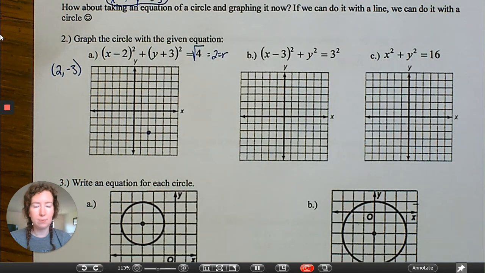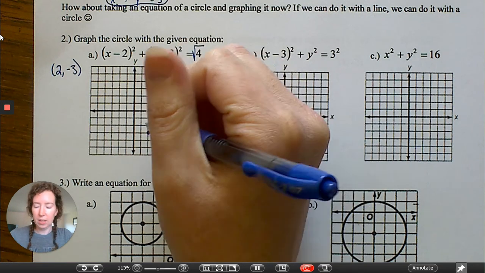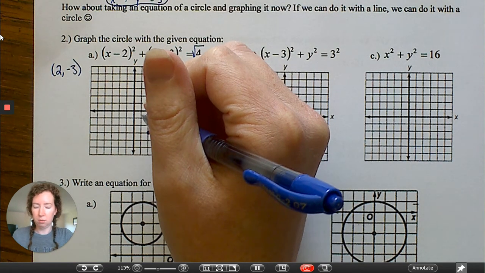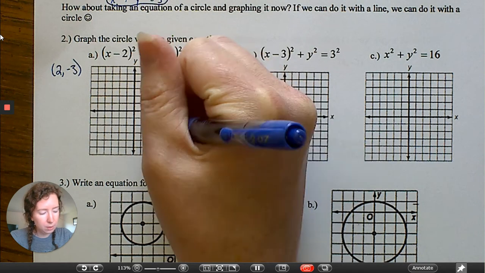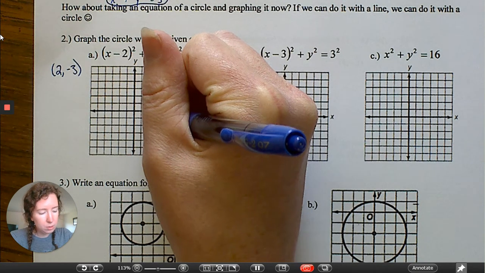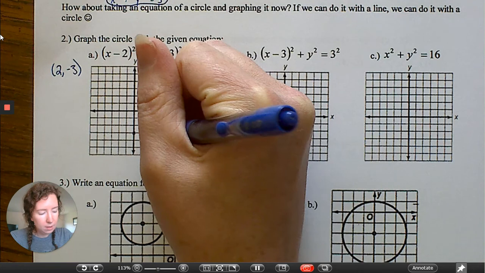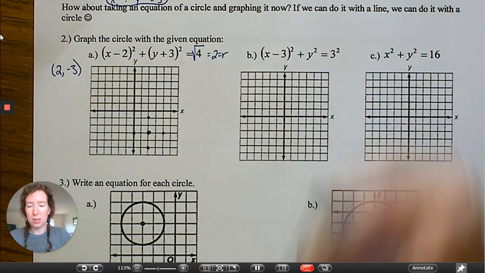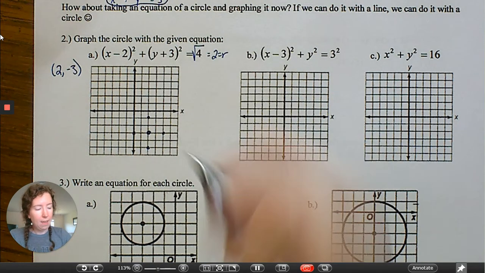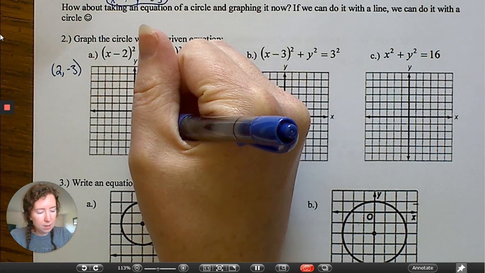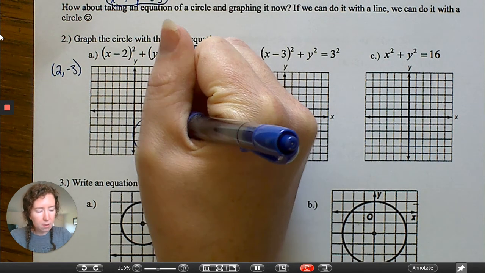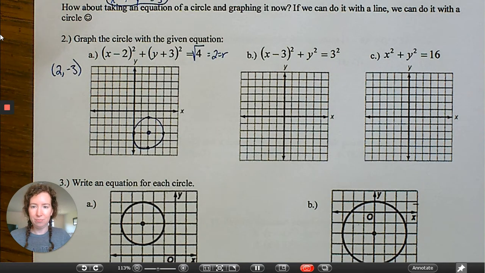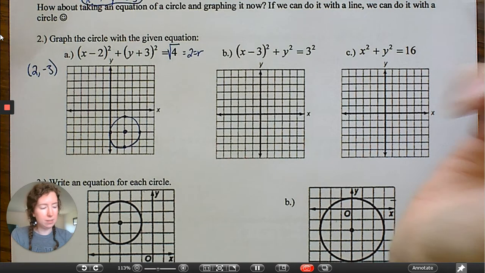So that's my radius. So then what I'm going to do is count out from this center point 2 spots, to the north, south, east, west. So up, down, left, right. And that's going to give me a good idea of where my circle is going to be. Okay, so it's not perfect, but it's close enough. And you get better with practice.